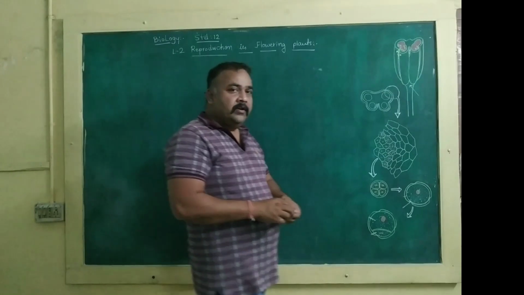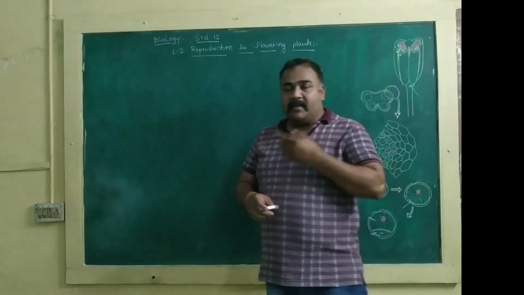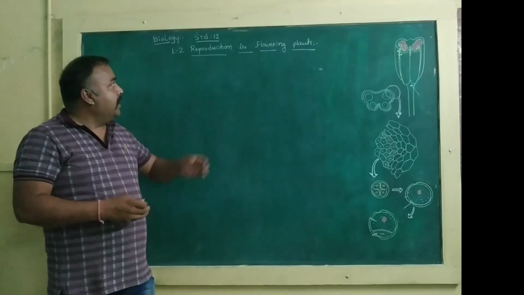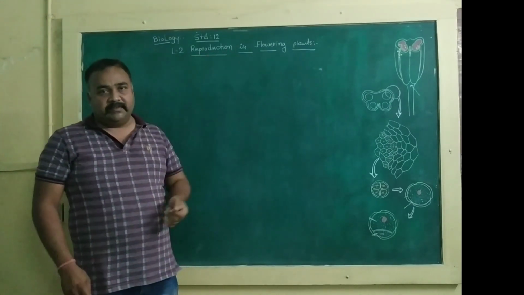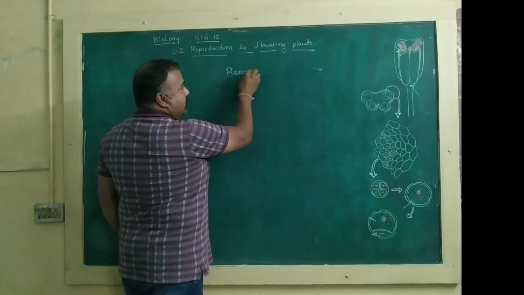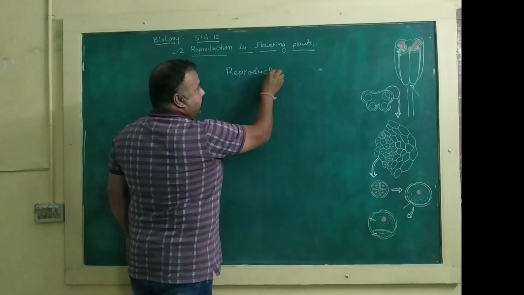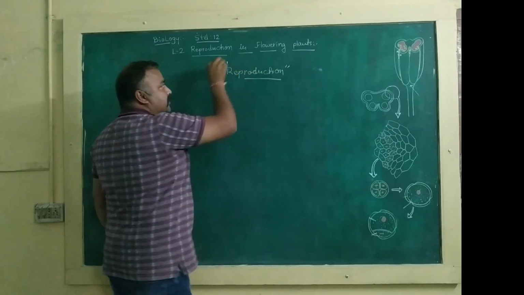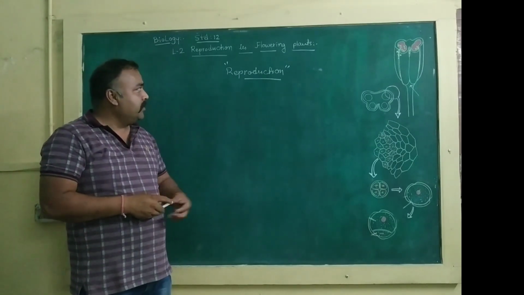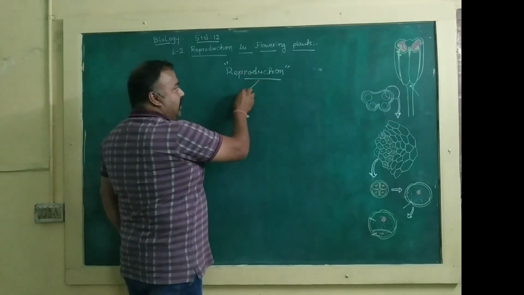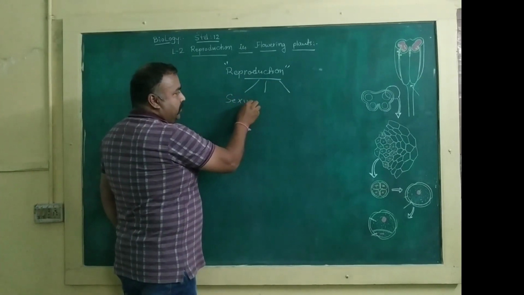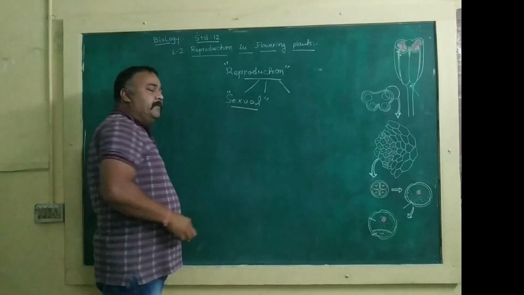Friends, today we are going to discuss the second chapter of 12th science, biology, and that is reproduction in flowering plants. We know that reproduction is the process by which young individuals, after attaining maturity, give rise to new individuals. Reproductions are of several types, but the main favorable one is known as sexual reproduction.